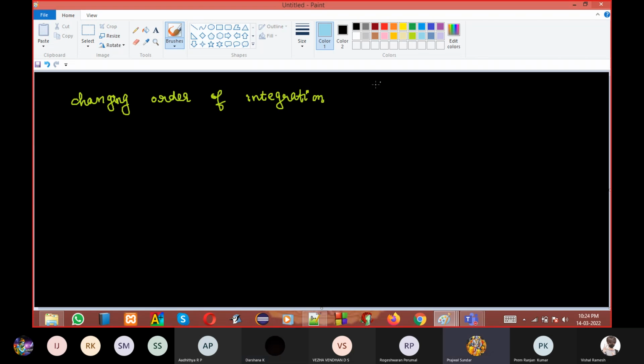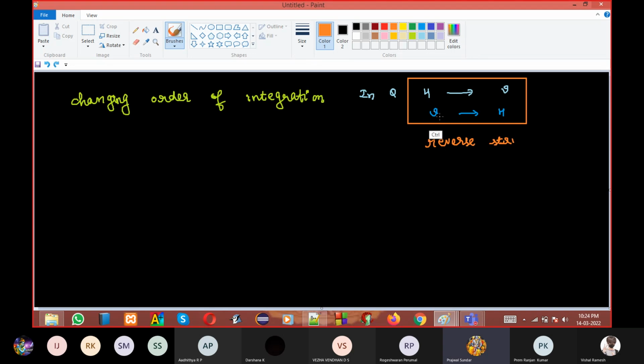You got it. In the question, if they are given horizontal, you convert to vertical. In the question, if they are given vertical, you convert to horizontal. That's it. Or whatever strip they have taken, you do the opposite operation. Reverse strip used. Change the strip used. Right, like that. Do the question on your own now. I'll also keep doing. You also try.